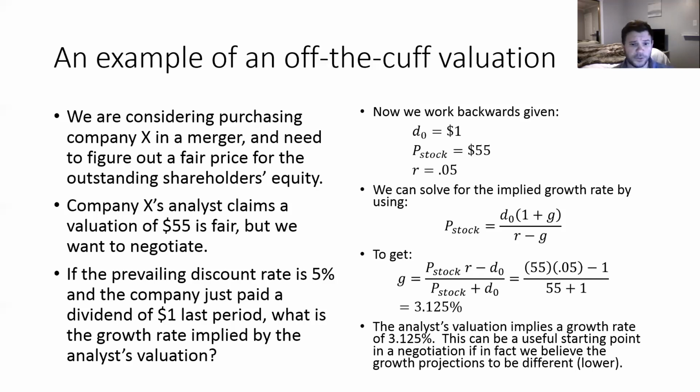This can be a useful starting point in a negotiation if, for example, we believed that the growth projections might actually be lower. This is the starting point. They offered us 55 per share, but your valuation implies a growth of 3.125%. We looked at historical figures and we believe that the growth rate is going to be much lower than that, and hence the valuation should be lower in the merger. So this is how you could think about applying the dividend discount pricing framework to an off-the-cuff valuation.